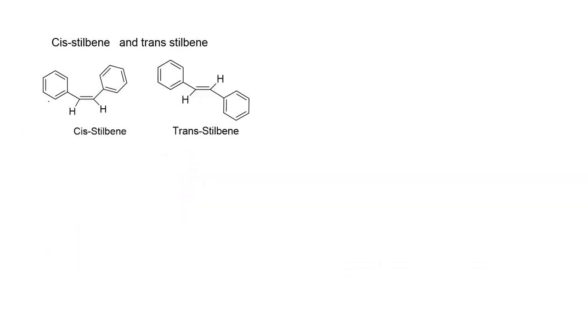See these molecules. One is cis-stilbene and the other is trans-stilbene. How do you distinguish cis-stilbene and trans-stilbene? Trans-stilbene, having this C=C, is a symmetrical molecule.